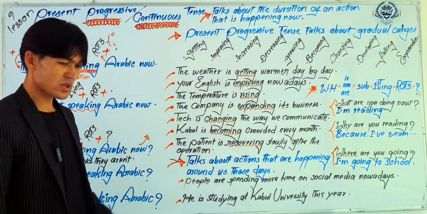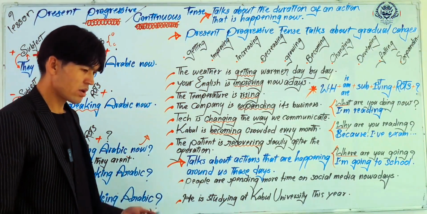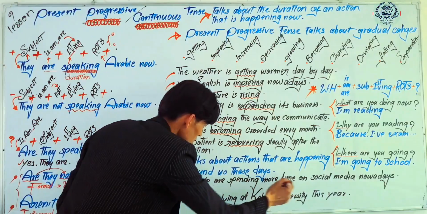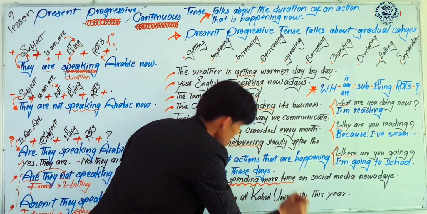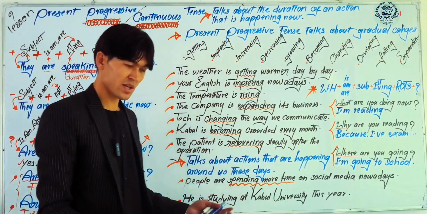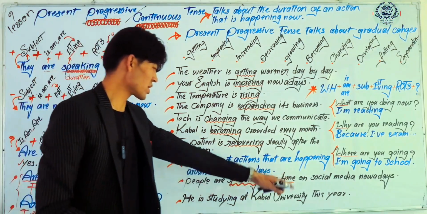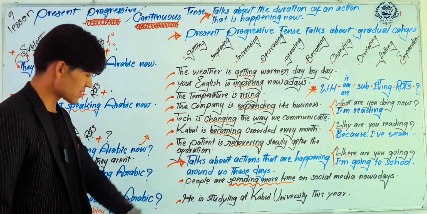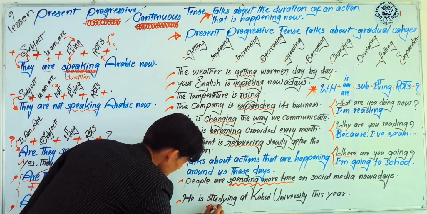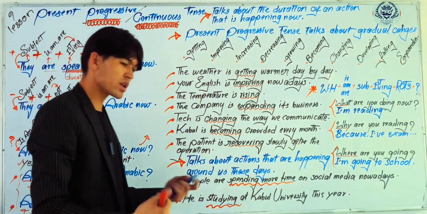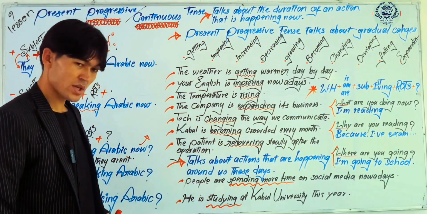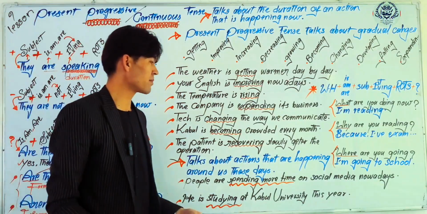مردم ها میگه این روزها وقت بیشترشون در سوشال میدیا مصرف میکنن. Now people might not be using the social media, but this is spending time or spending more time, it happens around us nowadays. So around us there are a lot of people and they are spending more time on social media these days. And the second example, he is studying at Kabul University this year. Now, this action of studying is happening not now actually, but around these days. If you really like this usage of the present continuous tense, you can make more examples.